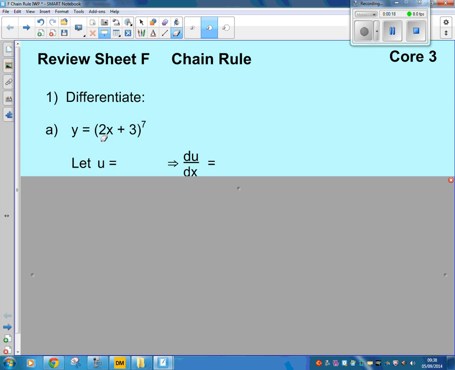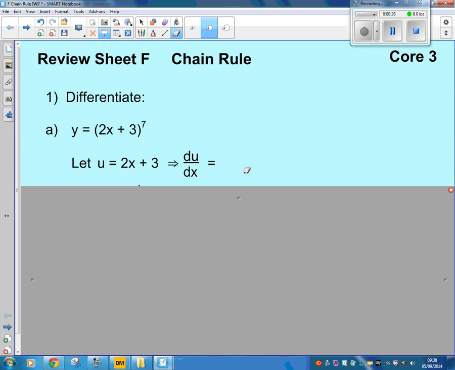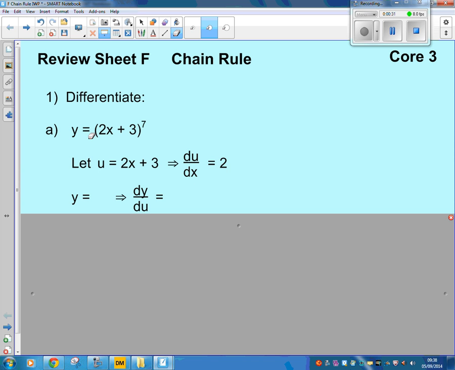So you start by letting u equal the part that's in brackets, the 2x + 3. du over dx, we're just differentiating that with respect to x, gives you 2. Now, we look back at the question and we see that if y is (2x + 3) to the power of 7 and u is 2x + 3, then y must be u to the power of 7, because the u and the 2x + 3 are the same as each other. Now, differentiating that with respect to u, the usual rules for polynomials, you multiply by the power and reduce the power by 1. So you get 7u to the power of 6.